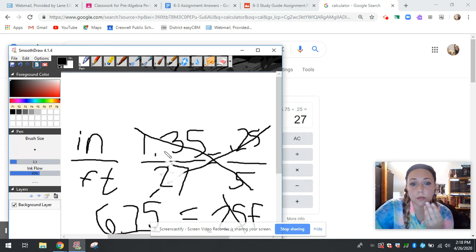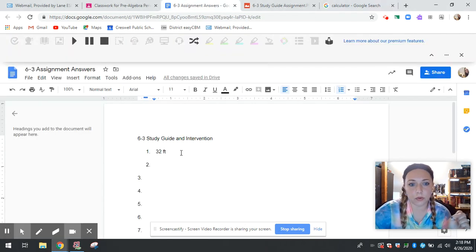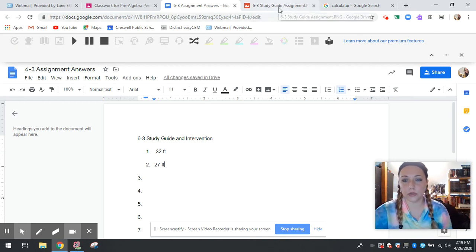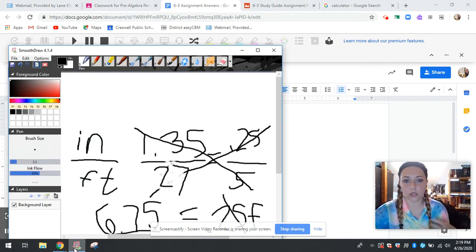So 1.35 over 27 is equal to 0.25 over 5. Really quickly, I'm going to write down my answer, 27 feet. Before I explain how they're equivalent fractions, if you want to check to make sure that you got your answer correct, you can plug this fraction into your calculator. Remember, fractions are division. See what you get, and then it should be equal to this one if you were to plug this one into a calculator.